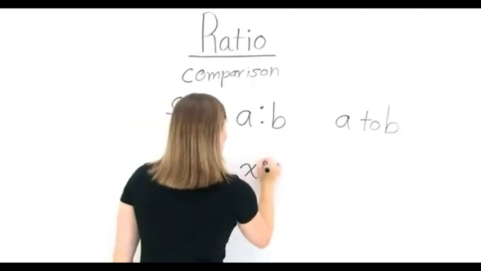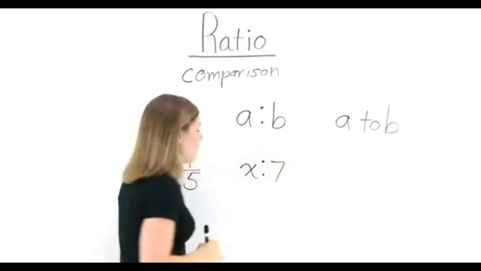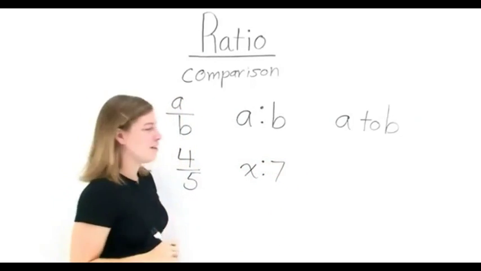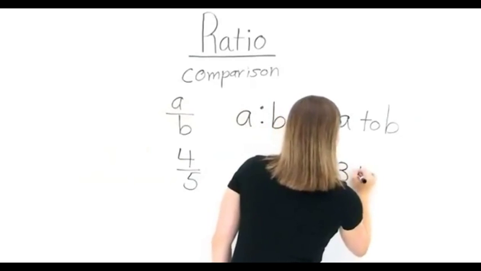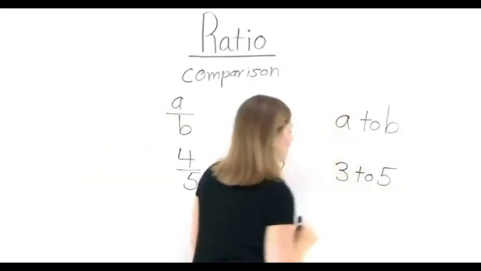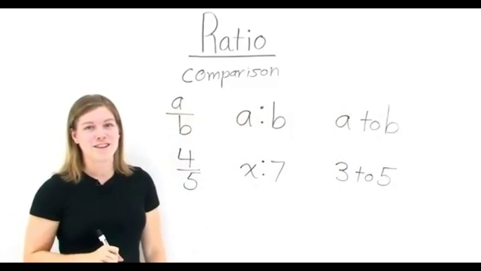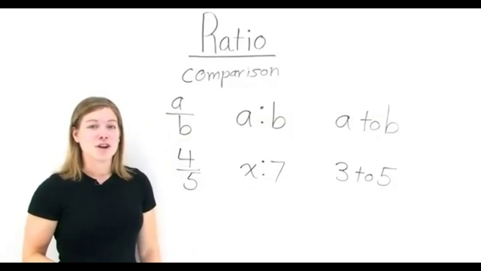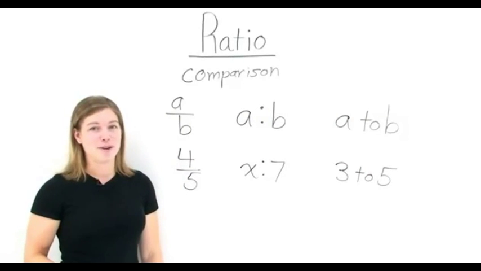We can also use variables in ratios. We can have a ratio of x to 7. And lastly, we can have a ratio like this, the ratio of 3 to 5. Remember, ratios are just a comparison of two numbers by division.